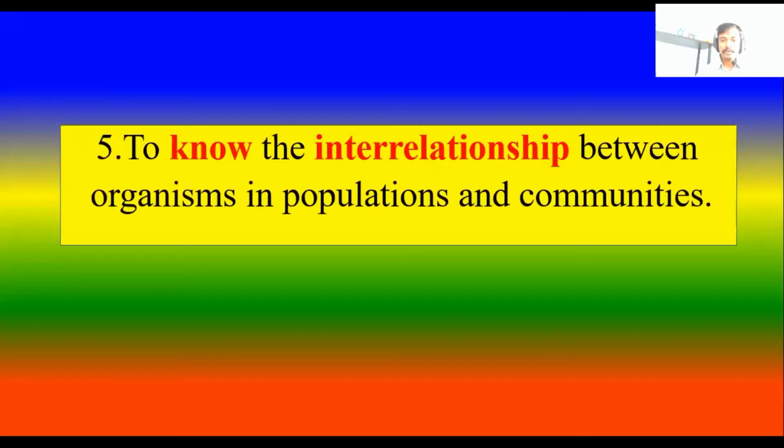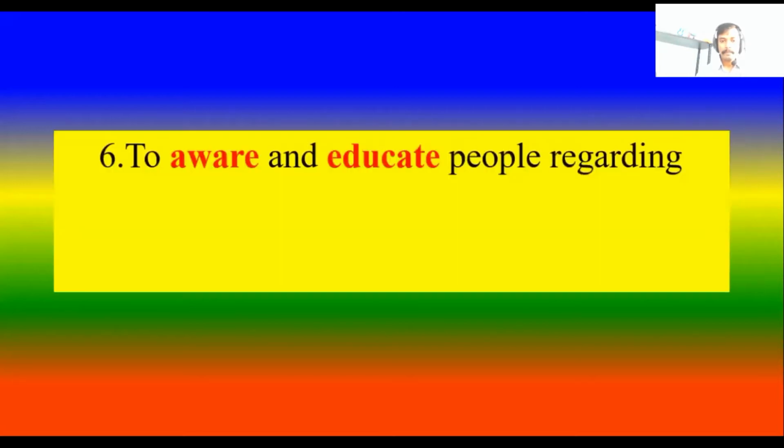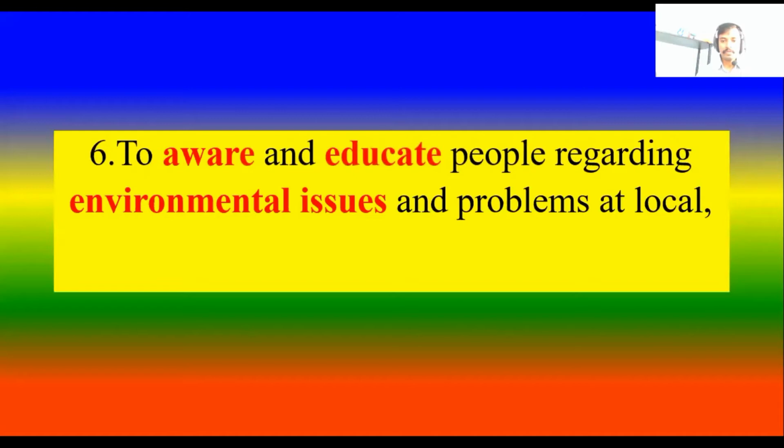Then know the interrelationships between them. Then be aware and educated about environmental issues, which is important. Every individual needs to be aware of this. That is what we have to learn from school level and college level. Environmental study is very important. Every individual needs to be aware of themselves and protect the surroundings.